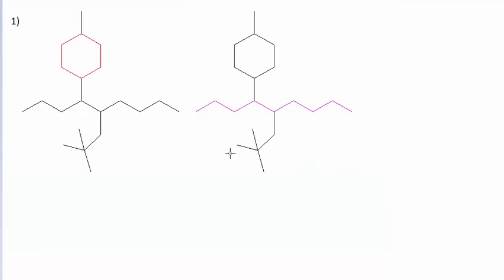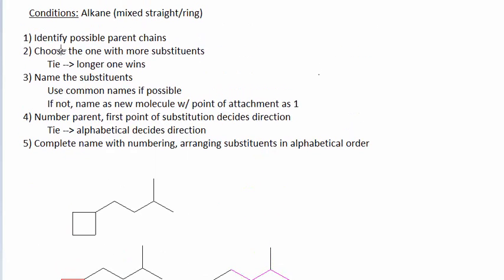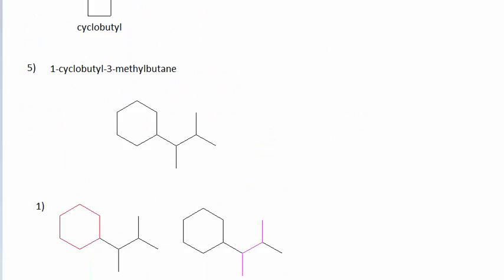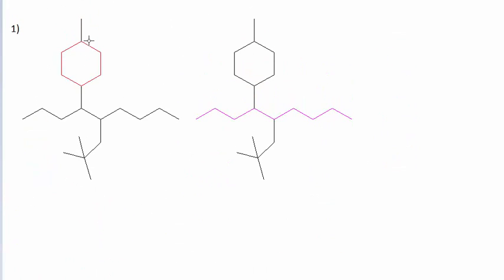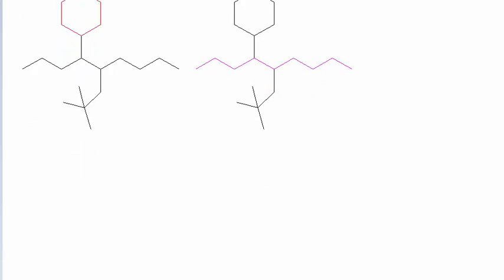Okay, so once again, we need to decide how we're going to name this, either as a cyclohexane derivative or the straight chain. So it turns out that if you look at this, it has 2 substituents, 1, 2, and if you look at this, it has 2 substituents. So we have a tie. The way that we break the tie is that we say the longer chain wins. So here we have a chain of 6, 1, 2, 3, 4, 5, 6, and here we have a chain of 1, 2, 3, 4, 5, 6, 7, 8, 9. So the 9 wins. We're going to name this as the straight chain.